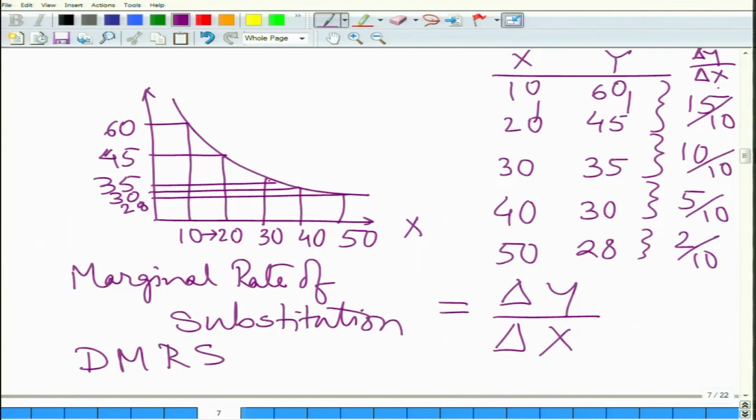So the diminishing marginal rate of substitution determines the downward slope of the indifference curve.